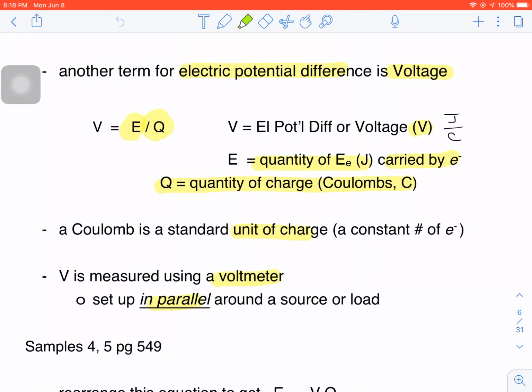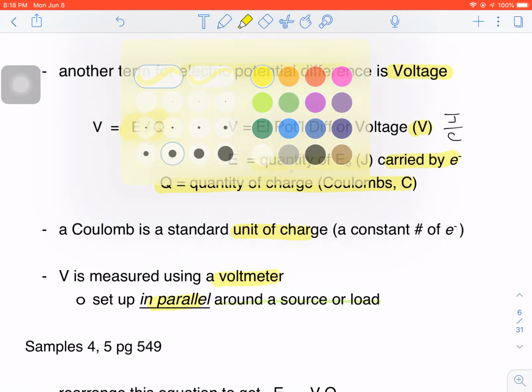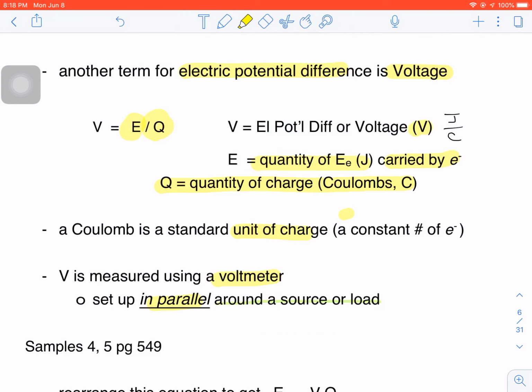So, like I said before, your voltmeter has to be set up in parallel, and we have to set it up on either side of a source or a load to measure the amount of potential difference on either side of that source or load. Okay, so there's 2 samples in the textbook on page 549.